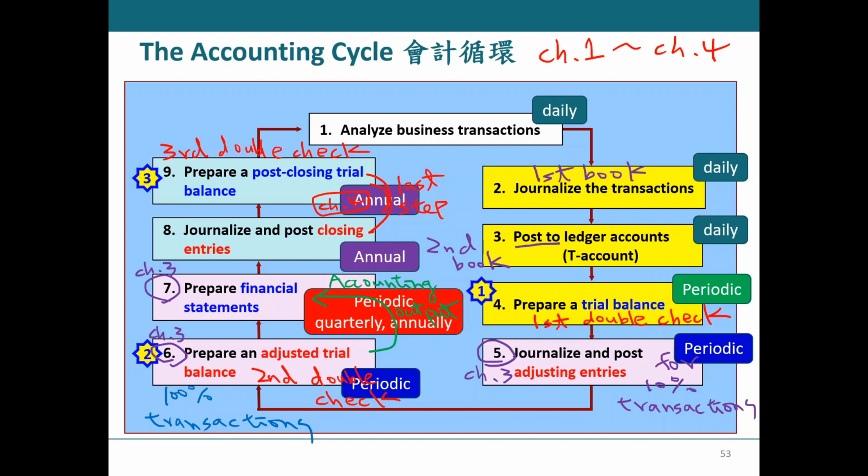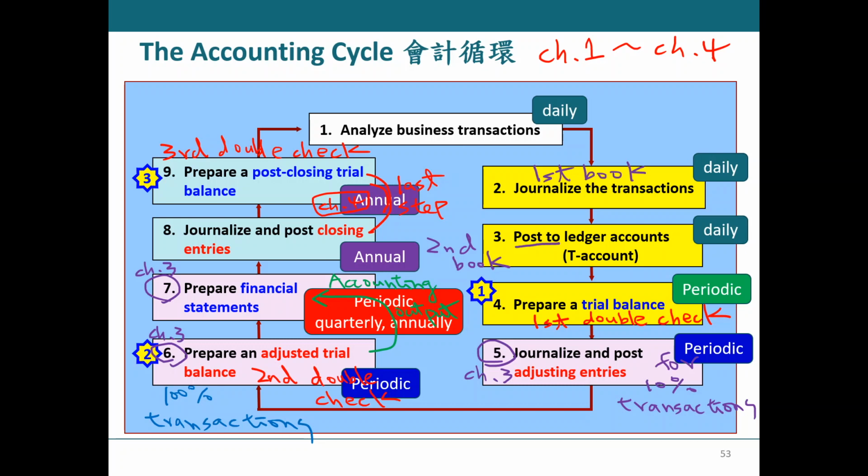Any questions? Okay, so that's the whole accounting cycle we have. If you don't have any problems, then we've done the first thing, closing the book. Also, we've done the whole accounting cycle.